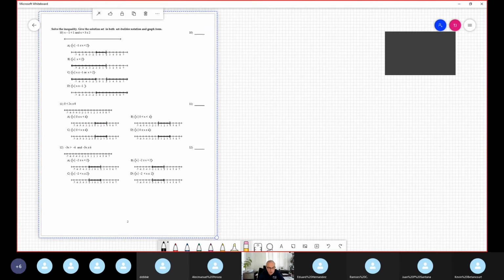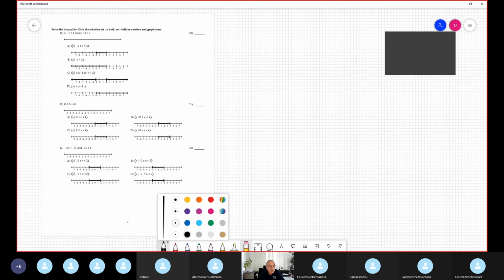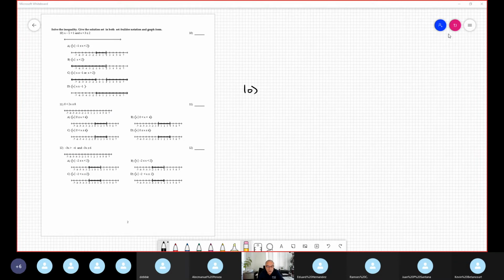Okay, I want to copy it here separately. Here is 10: x minus 1 less than 1 and x plus 3 greater than or equal to 2. Okay, this is my problem.